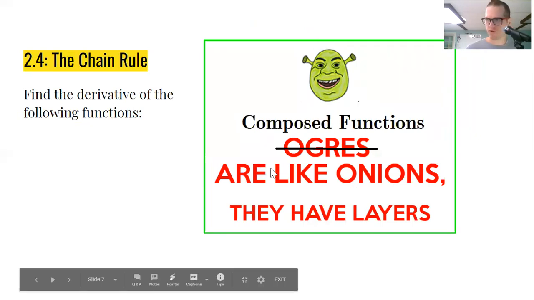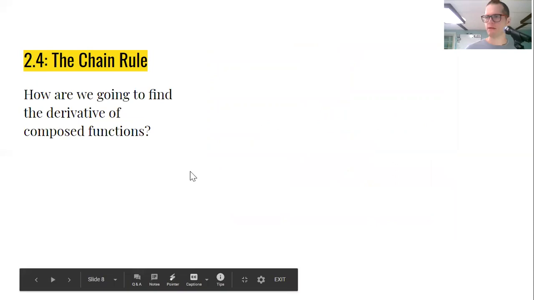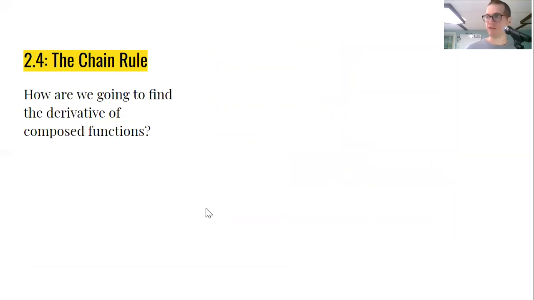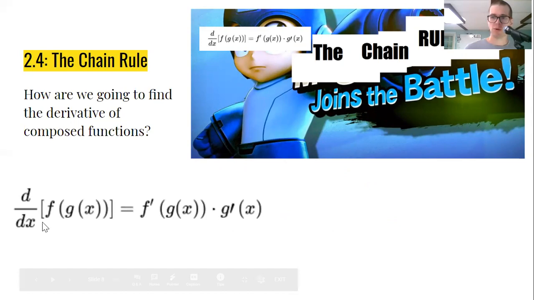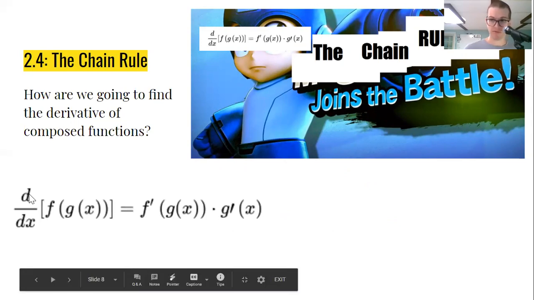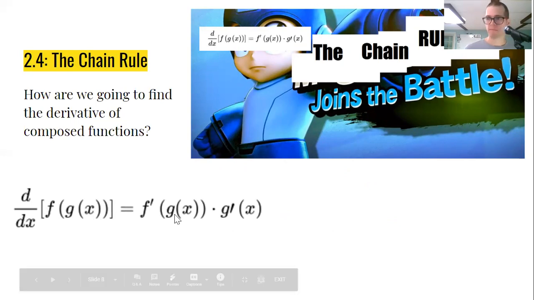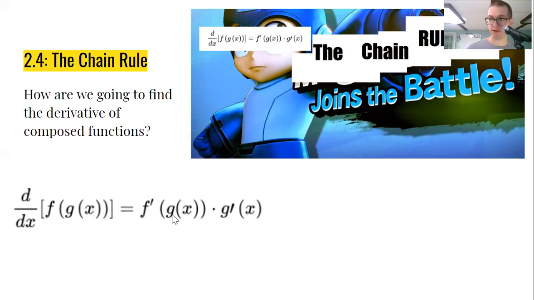Because they have layers, we can look at it that way, and we're going to find the derivative using the chain rule. The chain rule is coming to bat for us. Here's the chain rule. When you want to find the derivative, d over dx, of a composed function, f of g of x in this case, you get f prime of g of x times g prime of x.